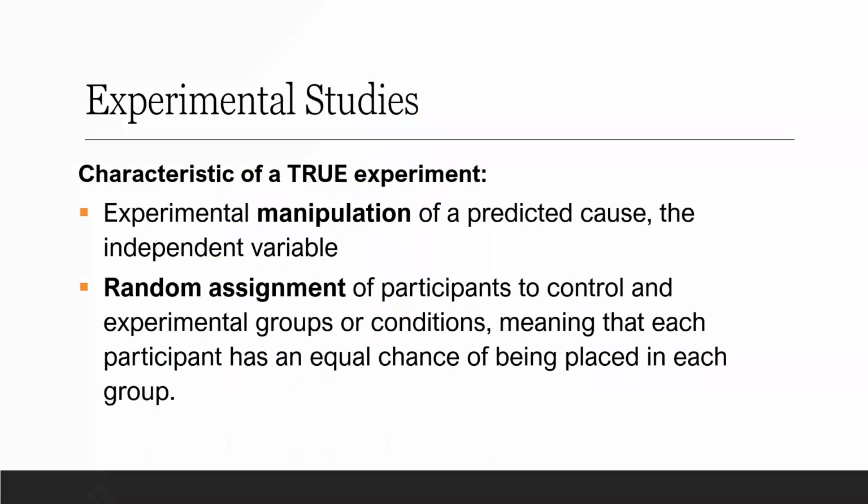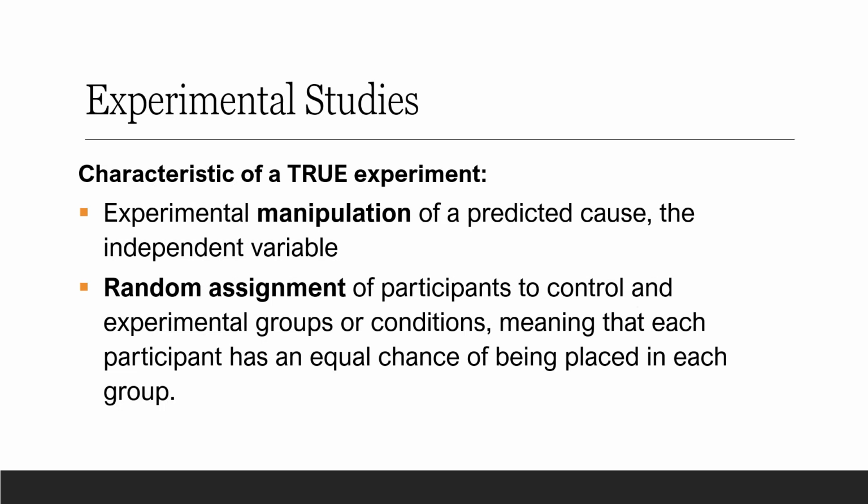Next, we have what we call an experimental design. An experimental design is the only type of study in psychology that establishes a cause and effect relationship. There are so many people that claim that they do experiments. However, not all experiments are considered true experiments. According to our reference, in order for us to call something a true experiment, the following criteria must be present. First, there must be experimental manipulation.